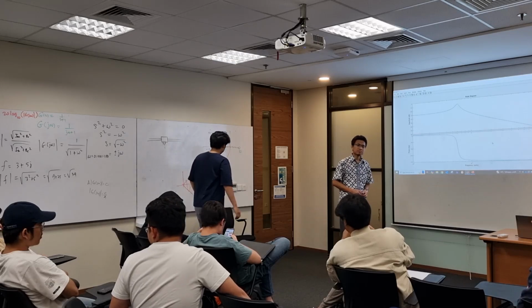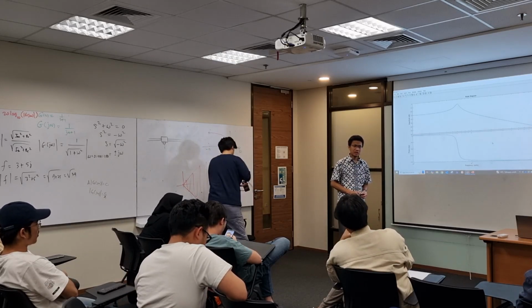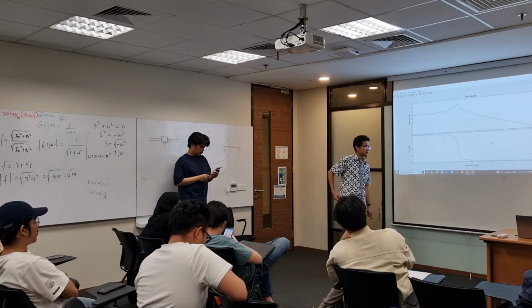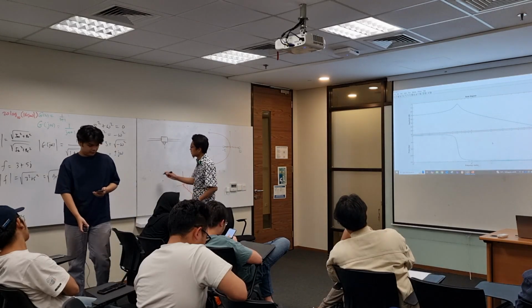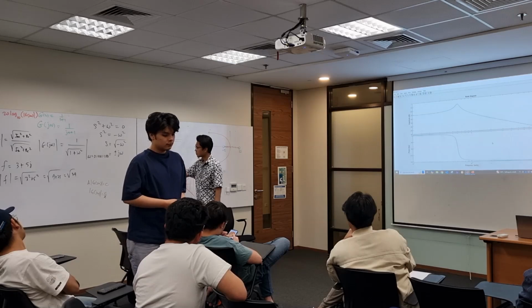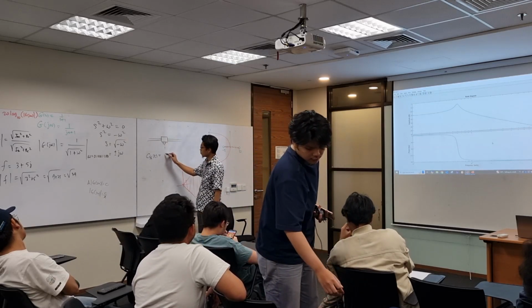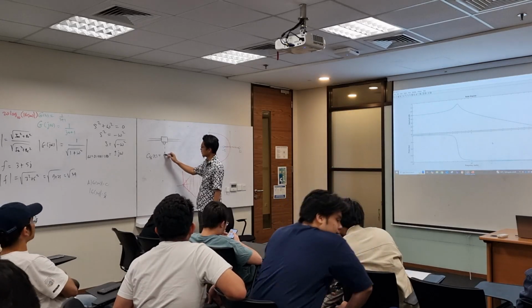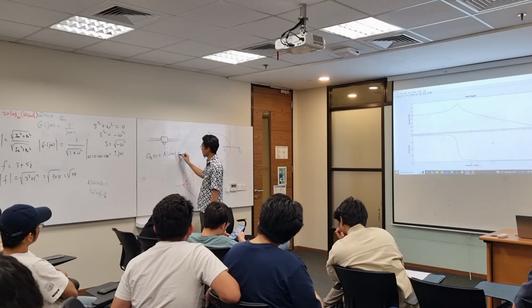How is magnitude related to the steady state? Just now we discussed about this. The steady state value of our system is the A multiplied by this, and then multiplied by this. Okay.